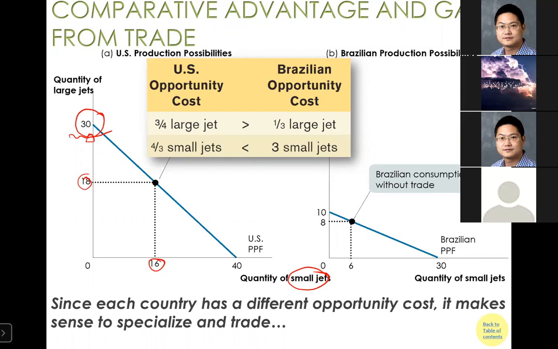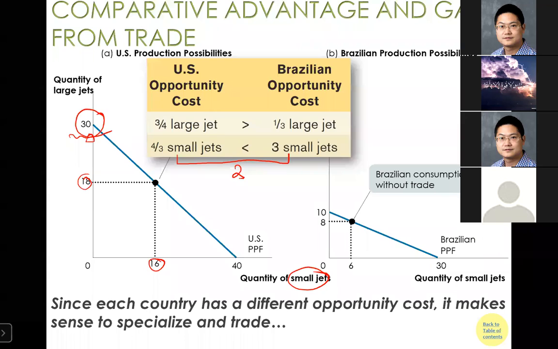So now they want to sell their larger jet. At what price? Now the secret lies here. So in the same example, the price is going to be 2. Meaning for each larger jet the Americans produce, they can sell it for 2 small jets in the international market, or to Brazil.